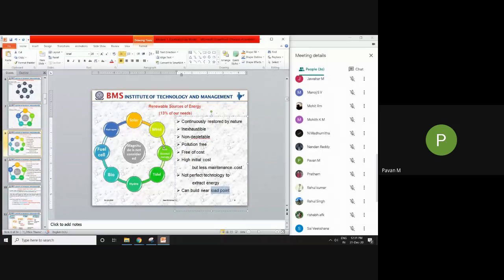Yes, sir. So what is the output of this slide? There are so many renewable energy sources. You can name them all, and out of those, if I club them together, we are producing just 13% of our needs. What is the reason? Because of these reasons, we could not extract the power much. There are some advantages for this, and there are some limitations. These are all advantages, and you can write this as limitation: higher initial cost, no perfect technology, those things you can write as limitations. Is it clear?